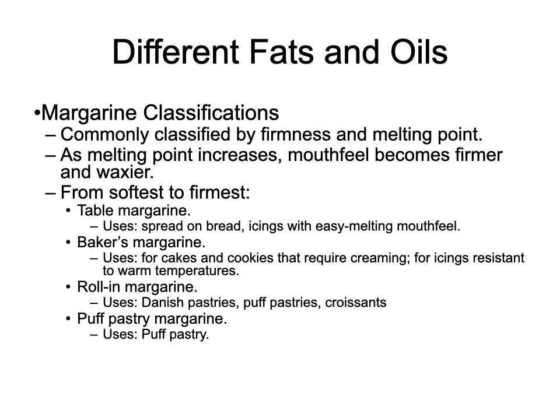So there's different classifications of margarine. You can see regular table margarine. There's baker's margarine, which is much firmer than what you would find in the store. There's roll-in margarine, which is made in slabs specifically for bakeries to use to make danishes, puff pastry, and croissants. It is already made into a rectangular slab so that it makes it easier to jump into production, wrap your dough around it, and start rolling out the margarine to make a laminated dough.